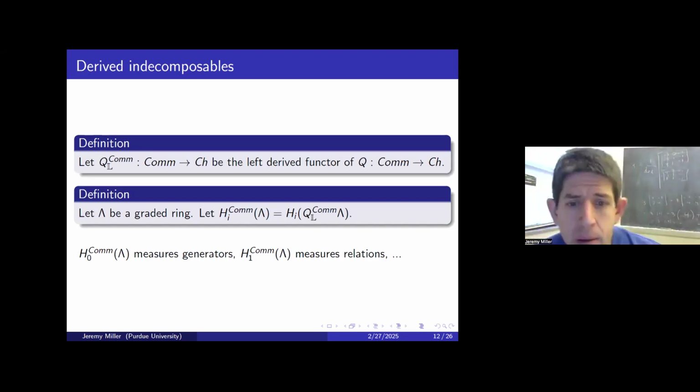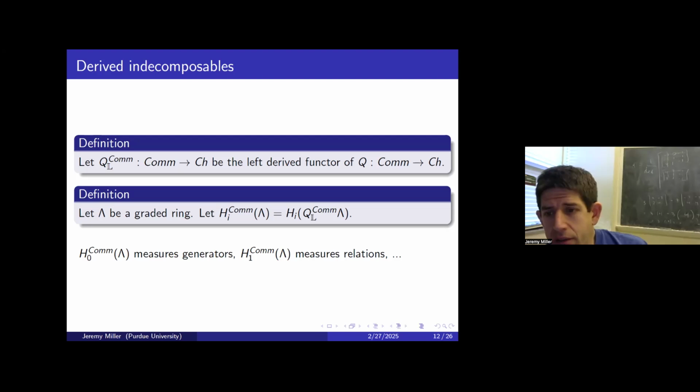And I'll let Q lambda com be the left-derived functor of this functor from commutative rings to chain complexes. And the commutative homology is the homology of this chain complex. So H0 measures the generators of your ring. H1 measures the relations. H2 measures the relations among the relations.